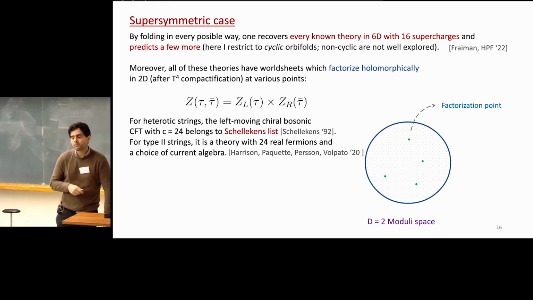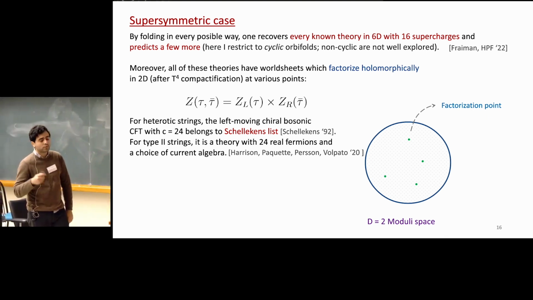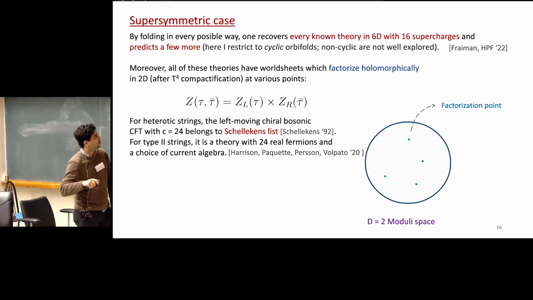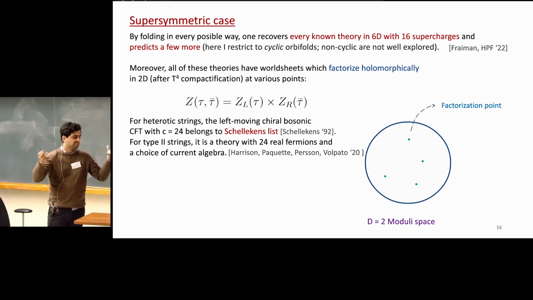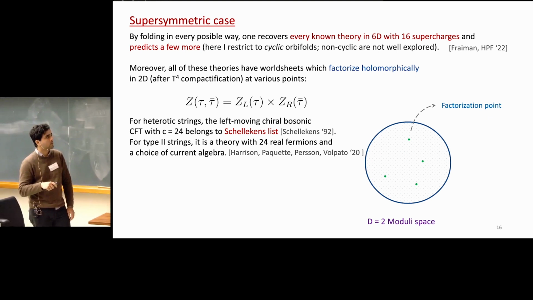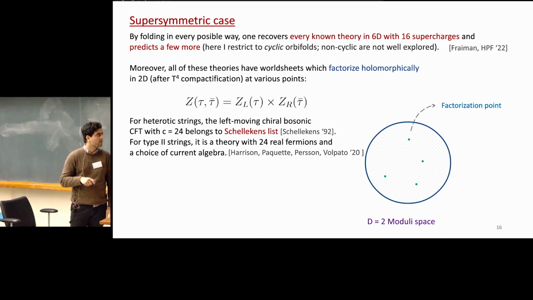Now, another very interesting property of these theories is that if you compactify them to 2 dimensions, you put them on a torus, so you are preserving all the properties, and you do variations of the moduli, some marginal deformations on the worldsheet, you can see that there will be points where the partition function will factorize holomorphically. So this is a cartoon of the moduli space in 2 dimensions. You always have these points here, where the partition function is of this form.